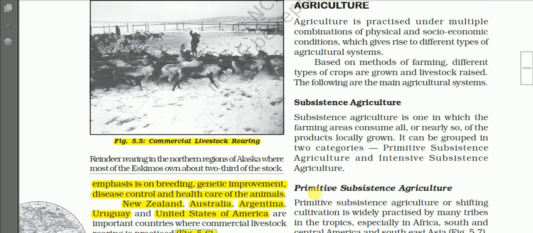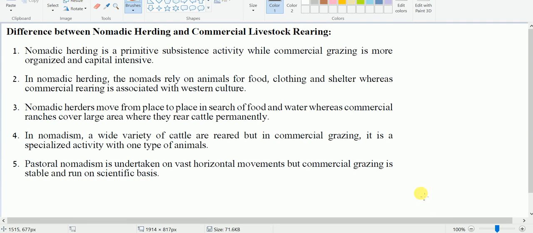Now, let us find out the differences between nomadic herding and commercial livestock rearing. The first important point of distinction is that nomadic herding is a primitive subsistence activity, while commercial livestock rearing is more organized and capital intensive. Another point of difference is that in nomadic herding, nomads rely on animals for food, clothing, and shelter, whereas commercial livestock rearing is associated with Western culture.